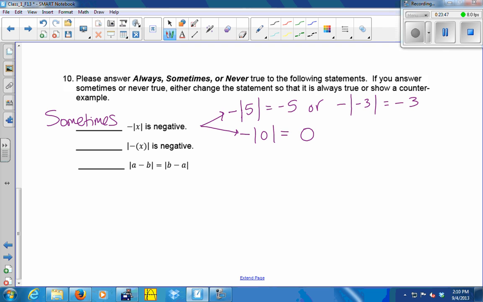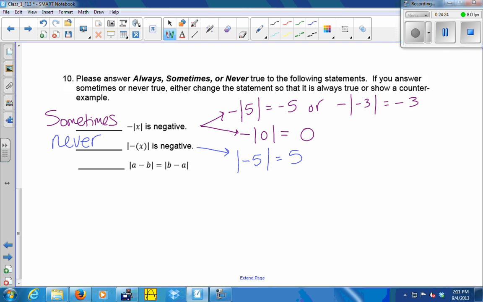How about the absolute value of the opposite of x? Is that negative? No. Is it ever negative? No. So this is never. It's either going to be positive or 0, right? So pick a number. We could put in the absolute value of the opposite of 5, and we would get 5. You're pretty much always going to get a positive, or in one case, you could get 0.